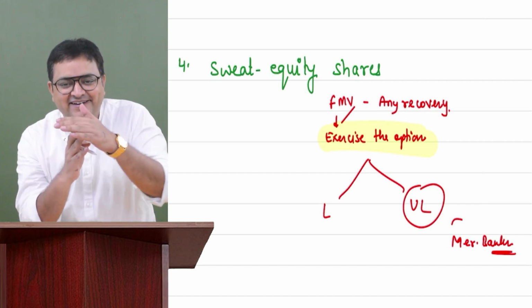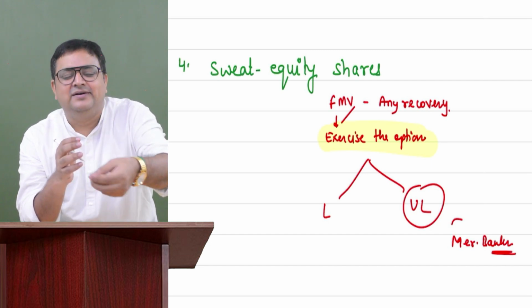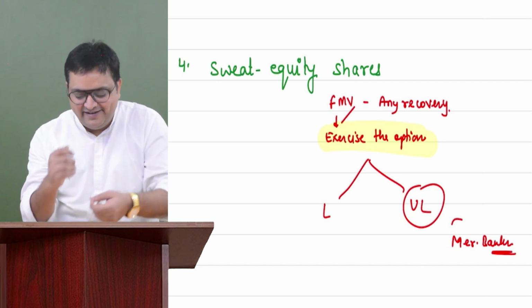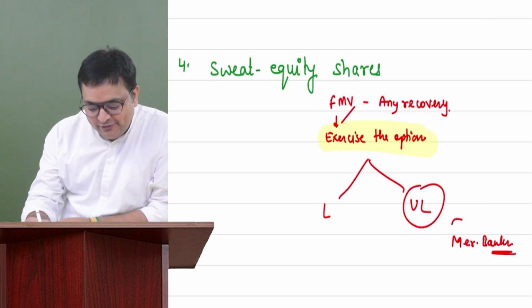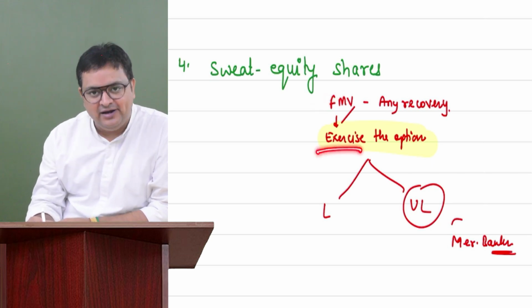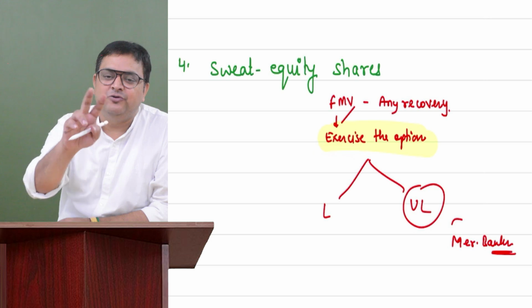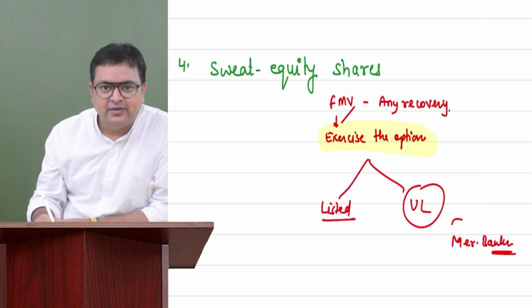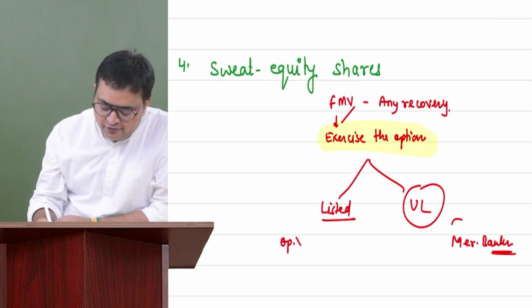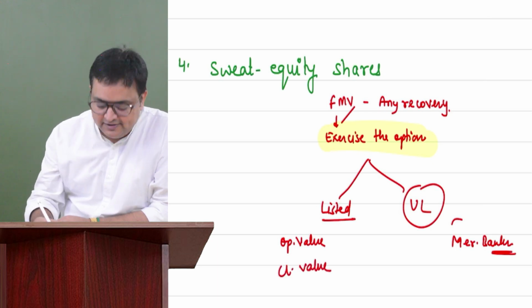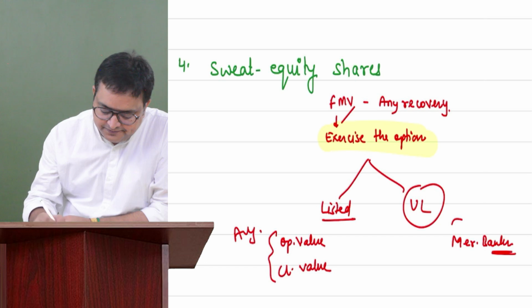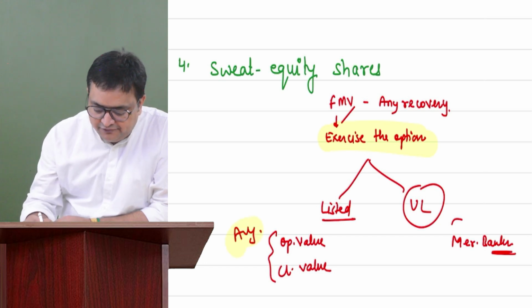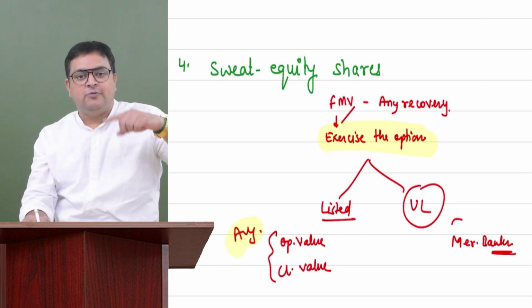But if the difficulty level of the paper is quite towards the difficult side, right? In that case, they will give you the date on which the option was exercised, but they will give you two values. They will say on this date, let's say this share is listed on the stock exchange. So they will give you the opening value of this date and the closing value of this date. Which value do you have to take? You have to take the average of this. Please take the average, as the fair market value on the date on which the option is exercised.